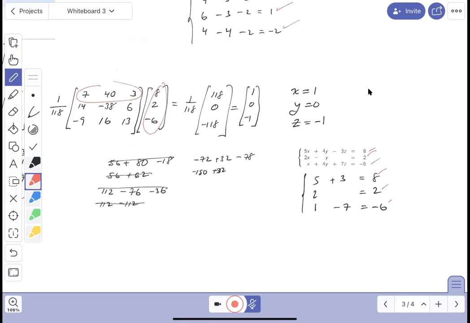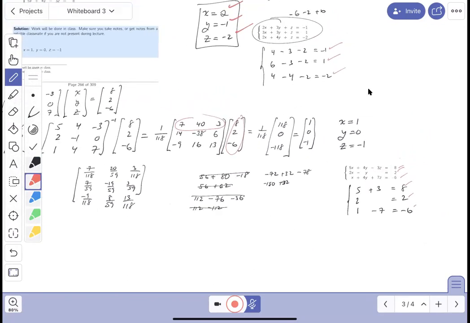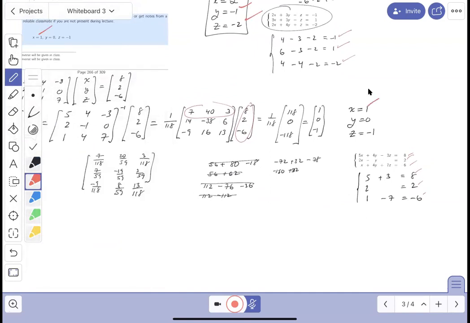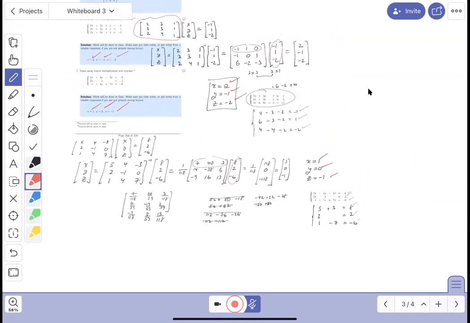So let's go back to the key and let's see if the key's saying that. All right. X is 1, Y is 0, and Z is minus 1. All right, let's go to the next page. I think we're done with that. Yep, and problem number 8.